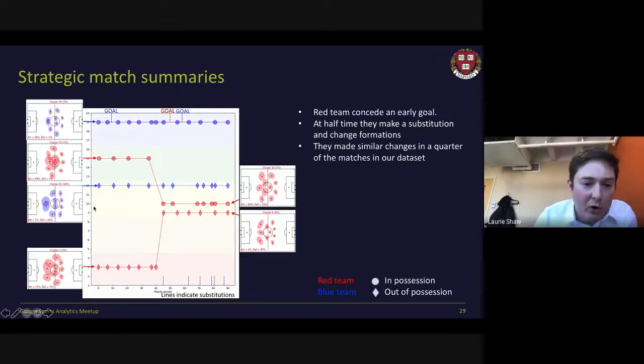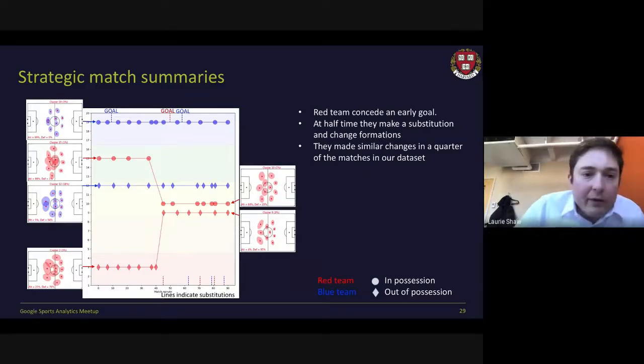So for example, you can see that the blue team defended throughout the entire match with defensive formation 12, which is in this case a 4-4-2. I should say that along the top of the plot, you can see the goal timings, and on the bottom, you can see the timings of the substitutions.